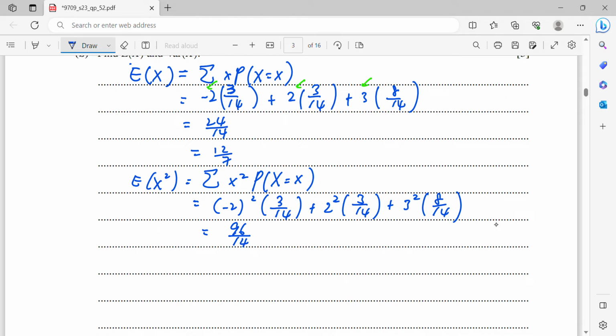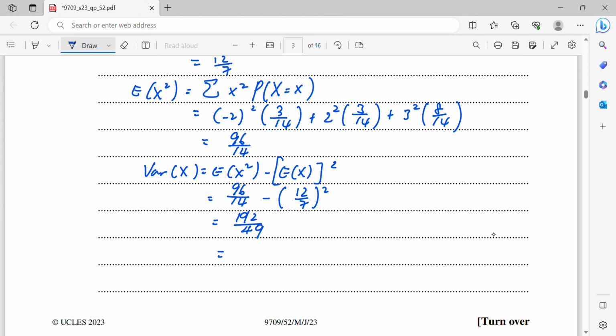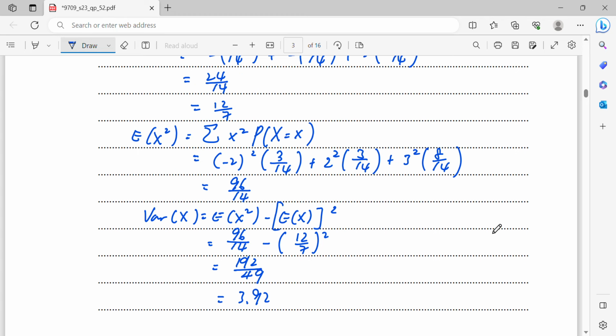After you have found this, substitute into the formula: variance of X will be E(X squared) minus the square of E(X). So now it will be 96 over 14 minus the square of 12 over 7. From here, you can leave your answer as a fraction, which is 192 over 49, or you can leave your answer correct to three significant figures, which is 3.92. Okay, so we have found the expected value and variance.